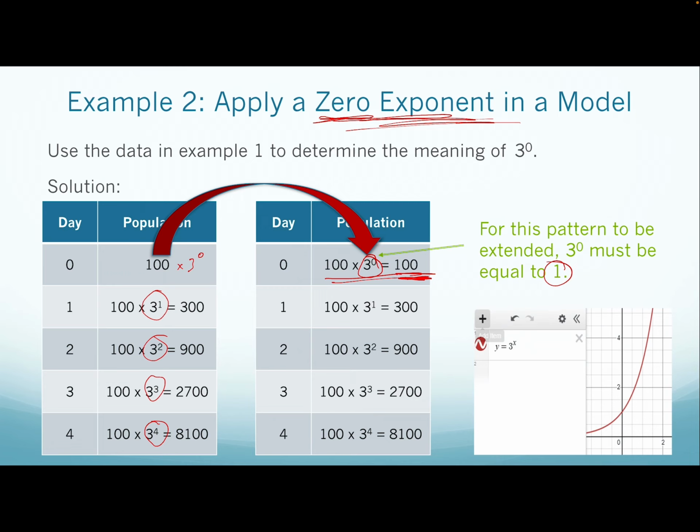We can also see this if we graph y equals 3 to the x. There is a y-intercept right here. So when x is 0, that means we have 3 to the 0, and notice it's at 1. Okay. I've also attached another video in the class notebook showing you how something raised to the exponent 0 is equal to 1. There's only one exception, and that's with 0. 0 to the exponent 0 is not equal to 1, but any other number it does.